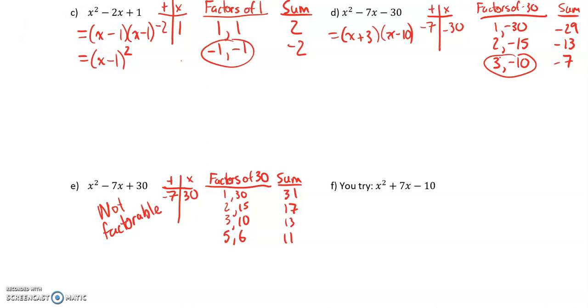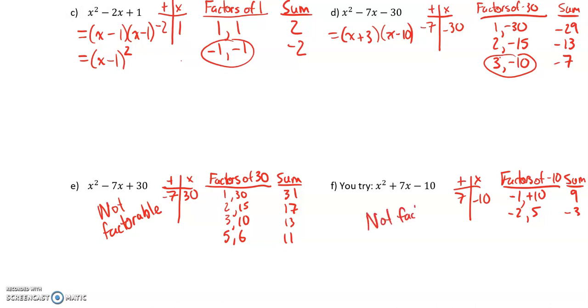So try this last one, pause the video, and then come back and see the solution. Two numbers that add to 7, multiply to negative 10. We want factors of negative 10, and we're going to look at the sum of those as well. Factors of negative 10 are 1 and negative, well, we want it to be positive, so I'm going to make negative 1 and positive 10. Gives you 9, negative 2 and 5, and that gives you negative 3. Again, nothing adds to positive 7, so this is not factorable.